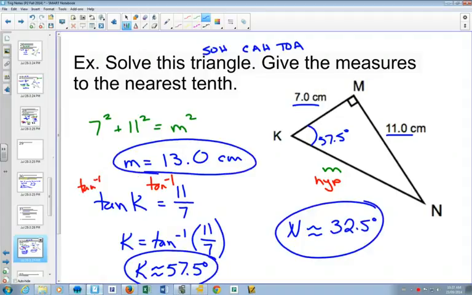In a question where you're solving the entire triangle, it's good to either label everything on your triangle to end with to show everything, or what I've done here is circle your final answers, because there's 3 answers that you need to find. And then you can label it on your triangle. I know this is 32.5 degrees, and I know m was 13.0 centimeters. How did you guys do?